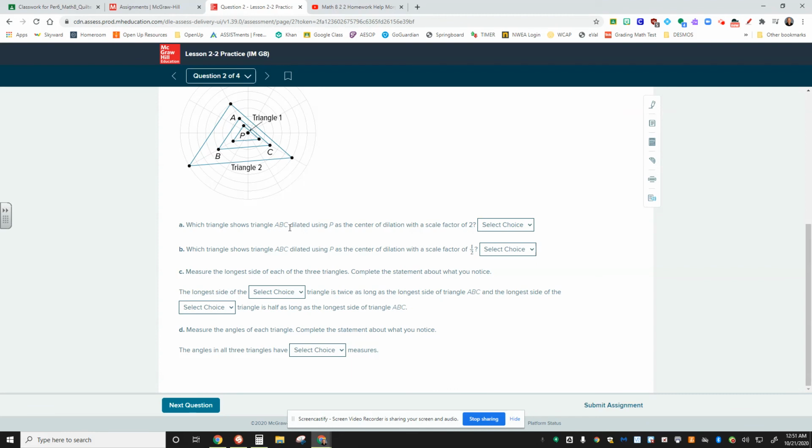Which triangle shows triangle ABC dilated using P as the center of dilation by a scale factor of 2? Quick tip here. Anytime we see a scale factor that is greater than 1, there must be growth because we see it doubling in size in this case, or doubling in the length of segment. Anytime we see a scale factor that is less than 1, meaning a fractional value between 0 and 1, we know that the dilation must be shrinking in size. So pay close attention to that as you answer these two questions, and then use that as you answer other questions.